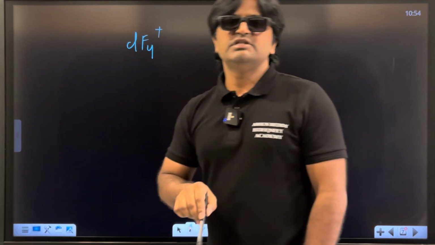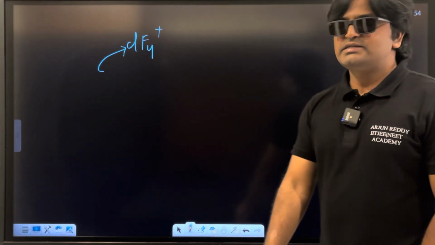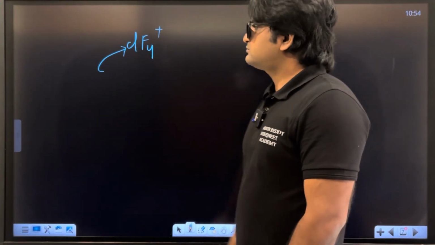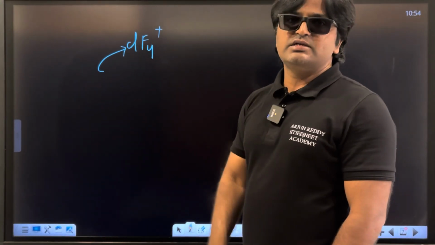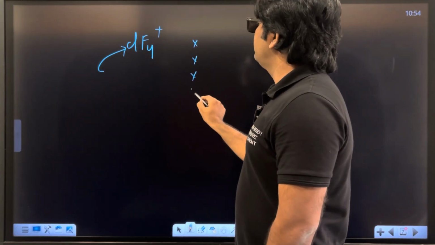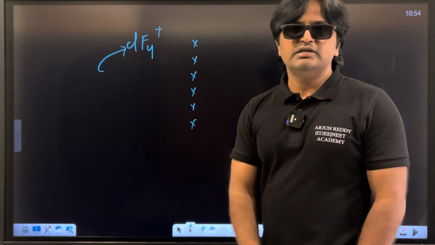ClF4 plus is given. Now here, who is the central atom? Chlorine is the central atom. Now, what is the group number of halogen? Seventh group. But because of the presence of positive charge, we are taking one electron less than the group number: 1, 2, 3, 4, 5, 6 electrons only. Why? Because here a cation is given.